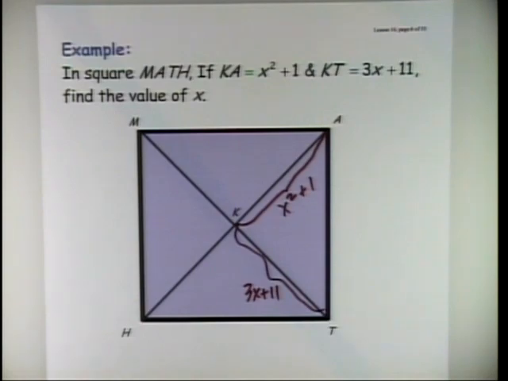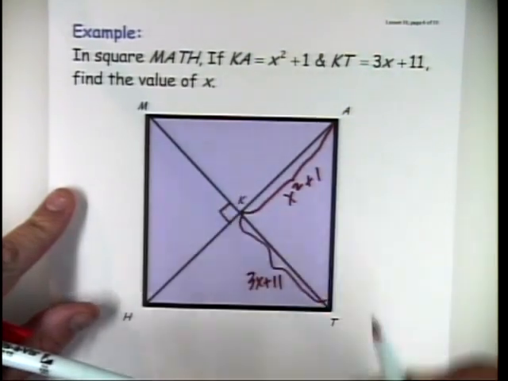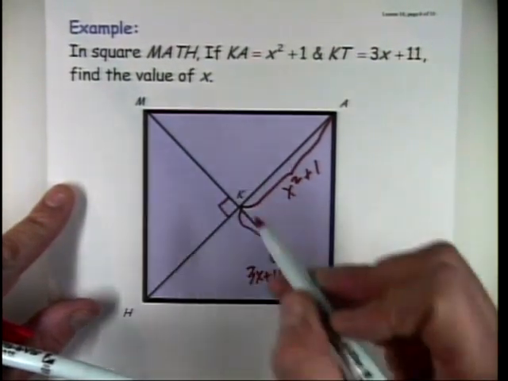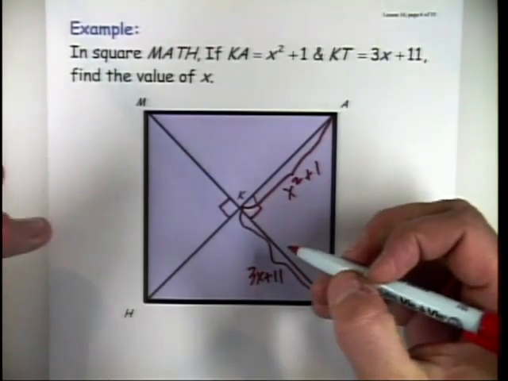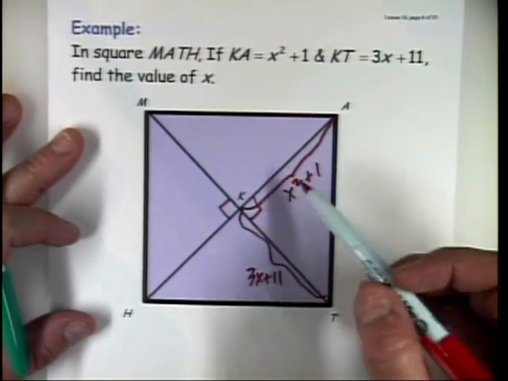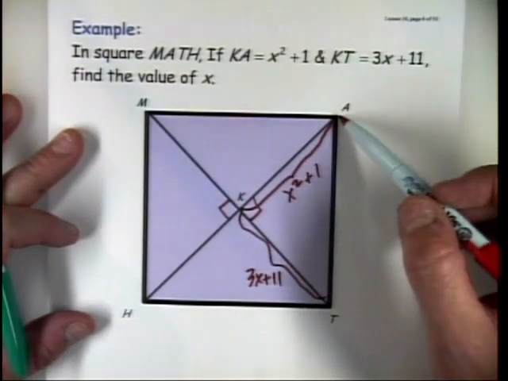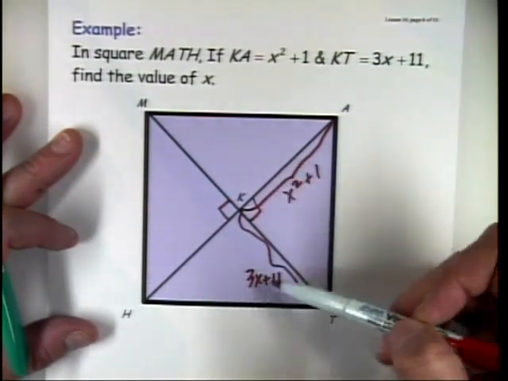We know it's a square, so we know that these are right angles. We know that they intersect at 90 degrees. So that makes this triangle a right triangle. Okay? Is that going to help us, though, in a right triangle? In a right triangle, remember, we can use the Pythagorean theorem if we're talking about side lengths. But we don't know anything about the length of this. So we're going to have to find a way to relate these two sides to each other.